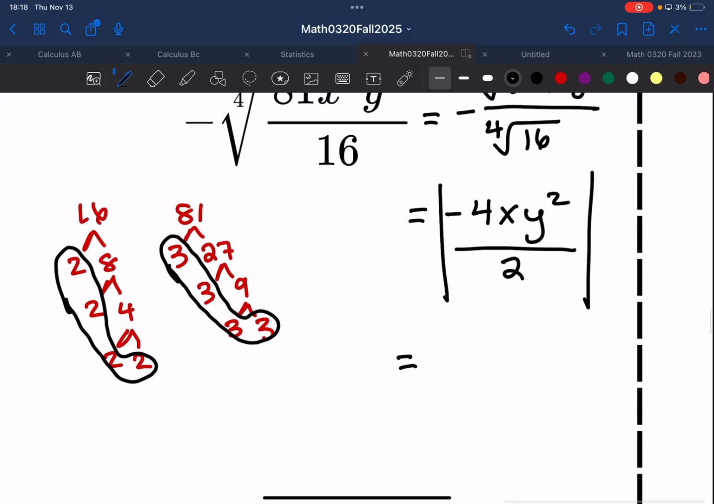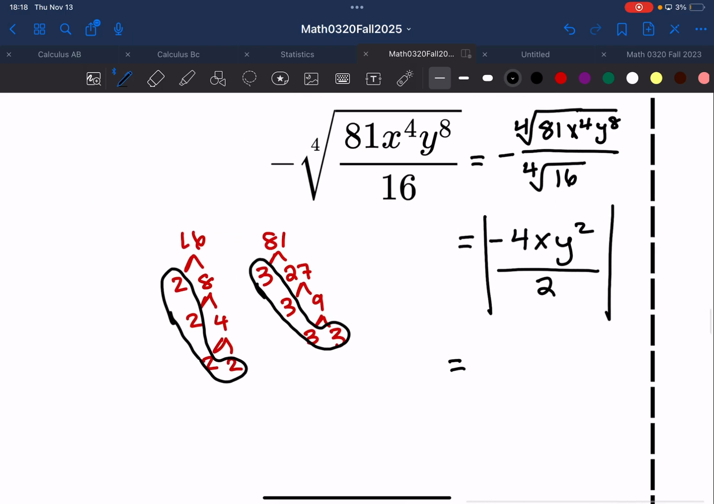For 16, how do you know to do just one? Because when I did the prime factor tree, and I got all the way down to my prime number, I had 4 2's, and I know to circle 4 based off this 4th root. So if it was 5, I would circle 5, 3, I would circle 3, etc. Okay, so this is just 4xy squared over 2. Because of that absolute value, it gets rid of the negative.